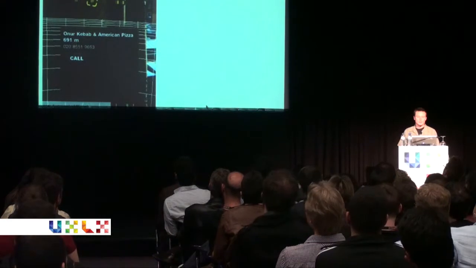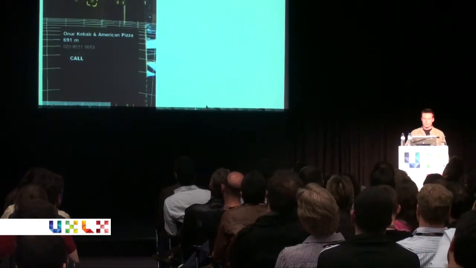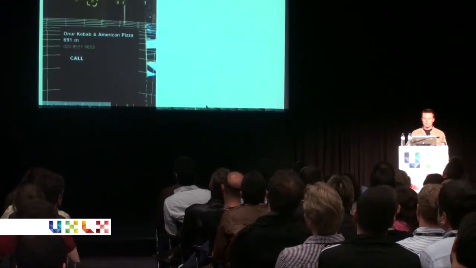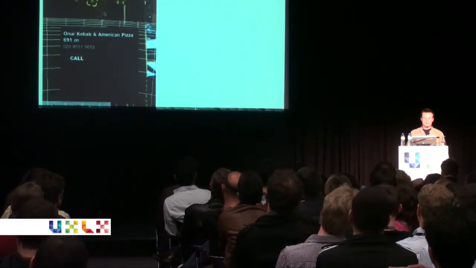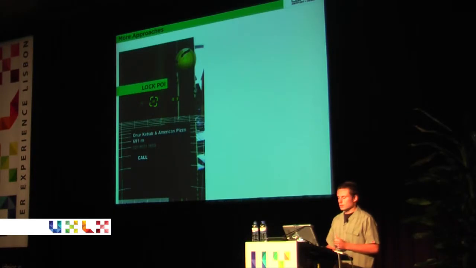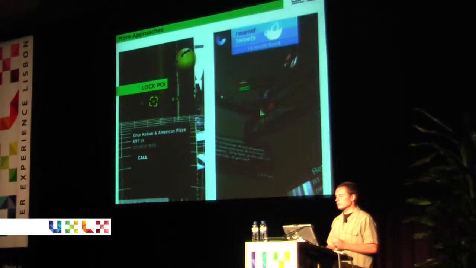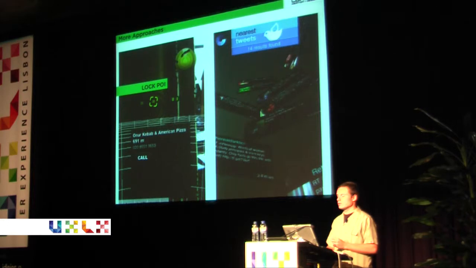Another thing that people have been exploring, this is an application called Yell. They'll allow you to actually lock one of these points of interest on the screen. So again, you can keep that together. And this is something called nearest tweets. And what they do is actually stack things vertically, which I think seems a little clunky, but people are exploring.